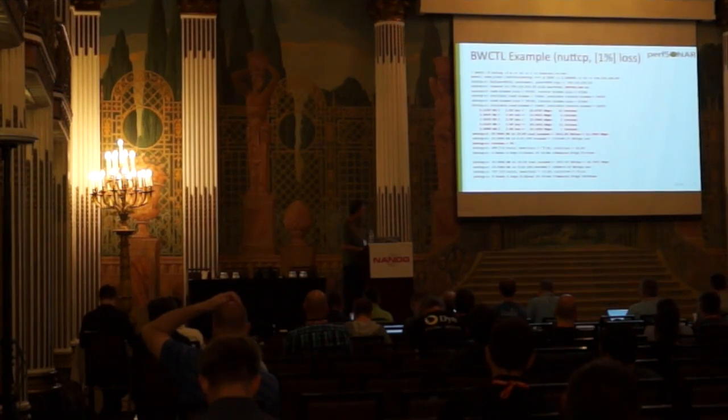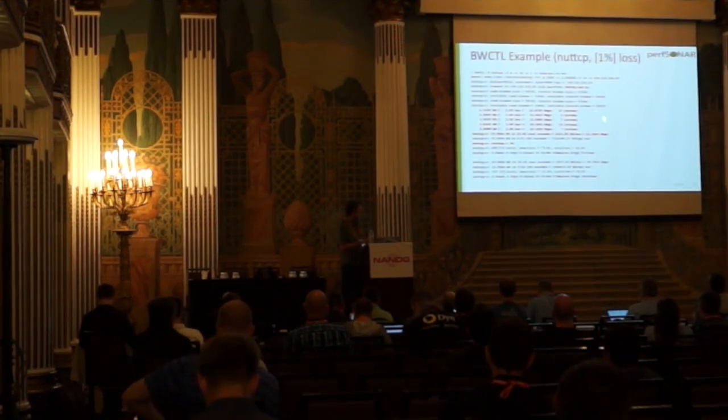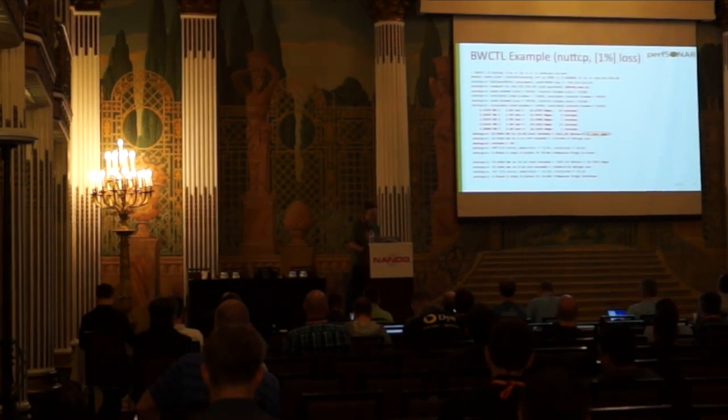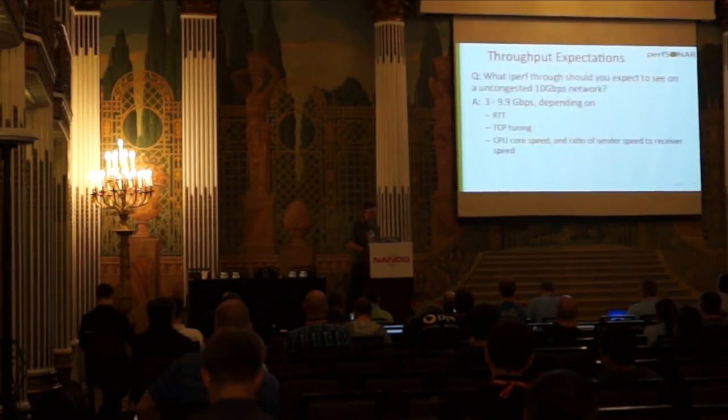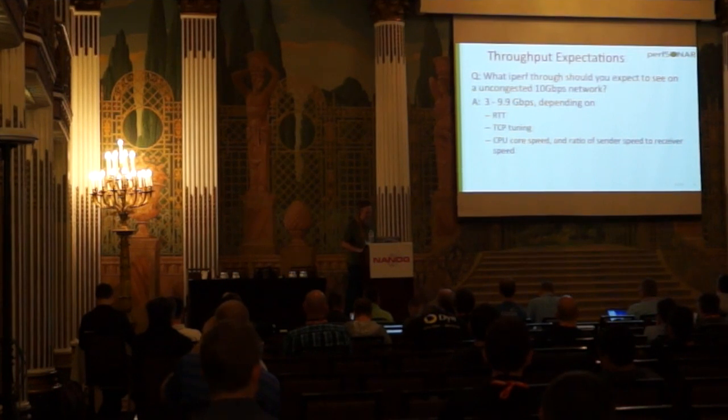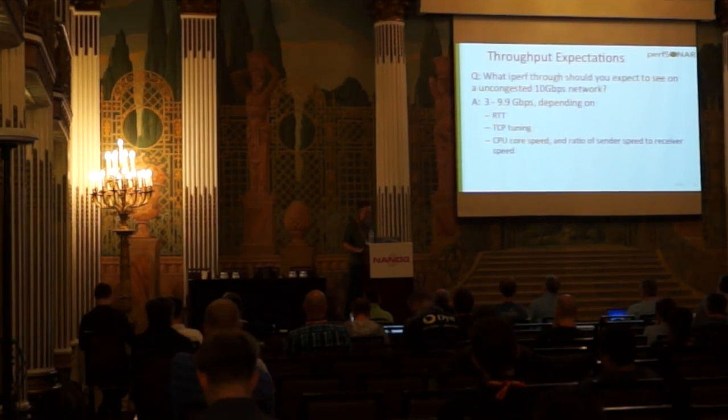Here's an example of NUTTCP on a lossy link. It's kind of what you'd expect. So, throughput expectations: a lot of times people think, oh, I have an end-to-end 10 gig network, I should be getting 9.9 gigs, right? Well, it really depends. There's a lot of factors that go into that.